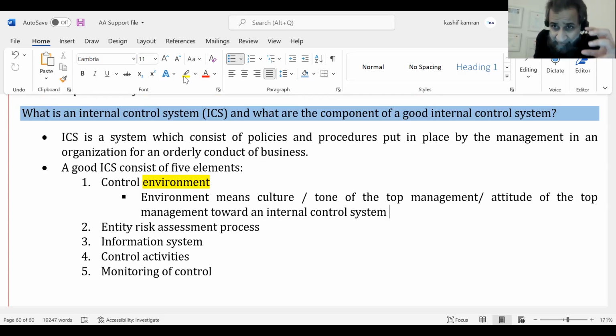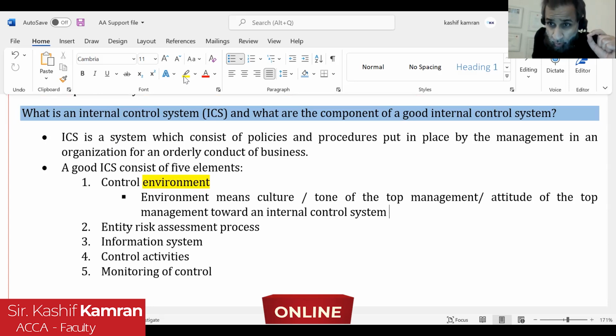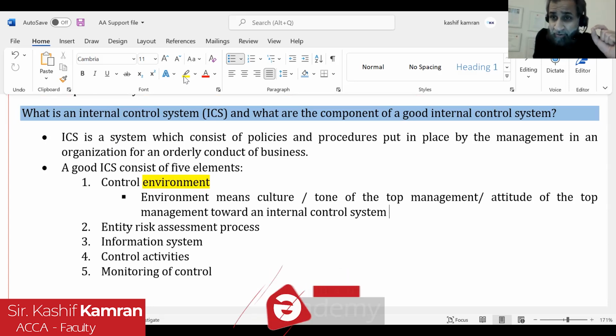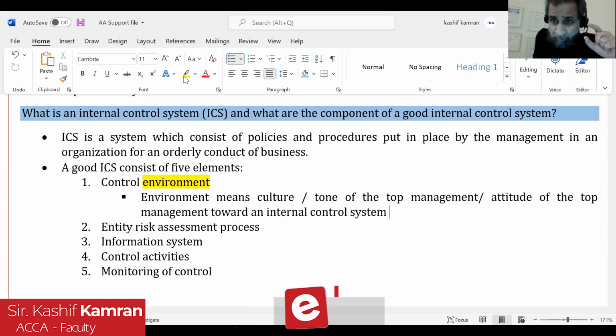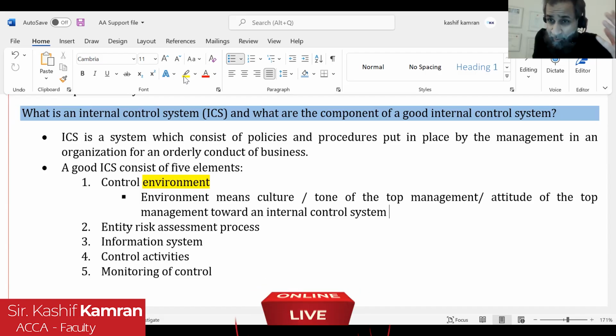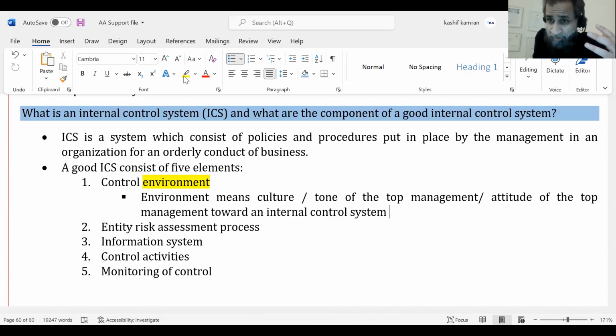So for having a system, for having the policies and procedures, you need to have a commitment from the top management. You should have a tone from the top management. You should have the right behavior from the top management. So environment means the culture, and we know the culture comes from the top management. Are they really serious about controls? Do they really want to have policies and procedures in the organization? Do they really want to ensure that the systems are put in place for an orderly conduct of the business?